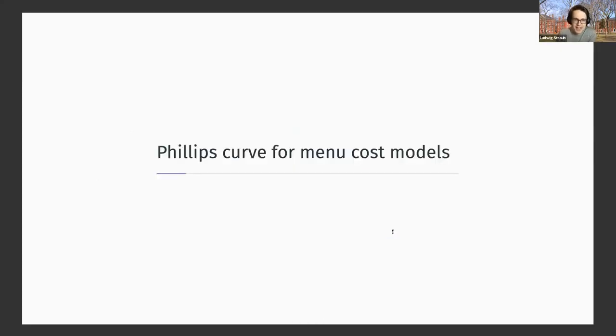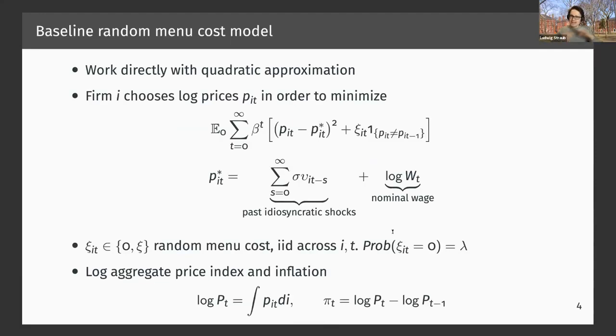Okay, let me jump straight into it. I don't have that much time and a lot of material. So what's the kind of model that we're going to look at? This is going to be a basic workhorse menu cost model that we're going to start with. We're going to work with a standard quadratic approximation, and everything is on that slide. So this is the entirety of the model.